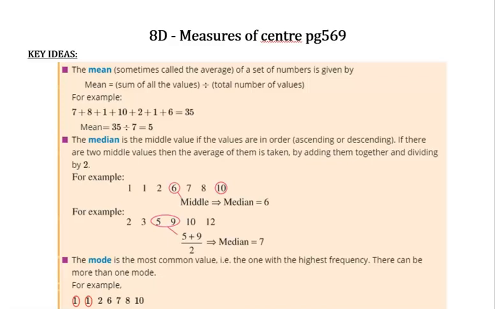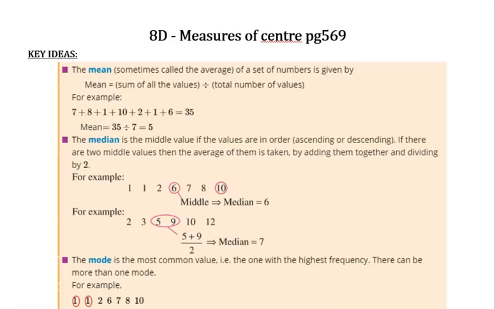Measures of center are different ways we can look at finding the middle of a set of data. Sometimes we use the mean, sometimes we use the middle number, the median. Sometimes we want to know the datum in the set that occurs most frequently.